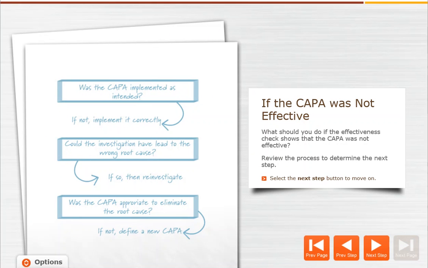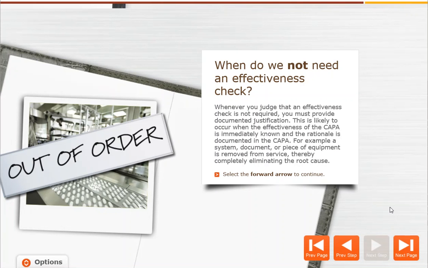What should you do if the effectiveness check shows that the CAPA was not effective? Go back and review the process so far to determine the next step. Whenever you judge that an effectiveness check is not required, you must provide documented justification.